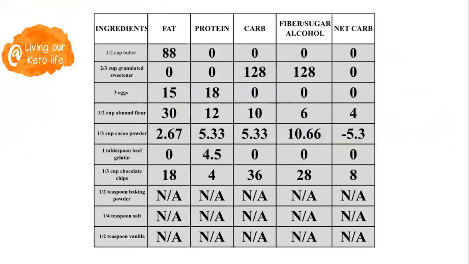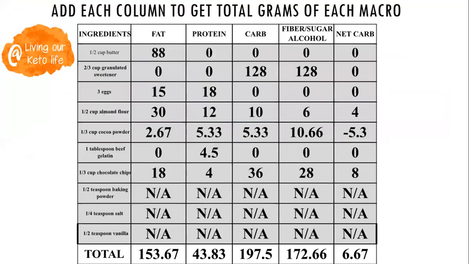And now I am going to go through on the fat, the protein, and the net carb, and I'm going to add those up. And that's what I get. And that's total grams of each one. So in this entire recipe, we have 153.67 fat grams, 43.83 protein grams, and 6.67 net carbs. Step by step, it's not too hard, but it can seem overwhelming to do this at first.